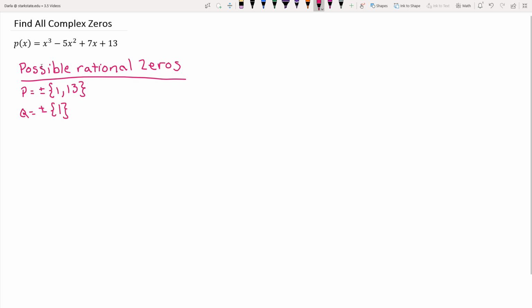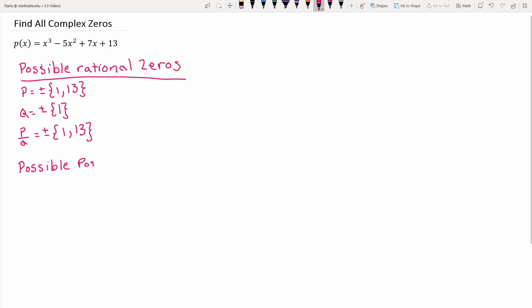And then our possible rational zeros is all our P's over Q. And if we do that, we would just come up with 1 over 1, which is 1, and 13 over 1, which is 13. So these are our possible rational zeros. So this is where we'll start with all our synthetic division. And the next thing we're going to do as our step 2 is find the possible number of positive zeros, and then we'll find the possible number of negative zeros.